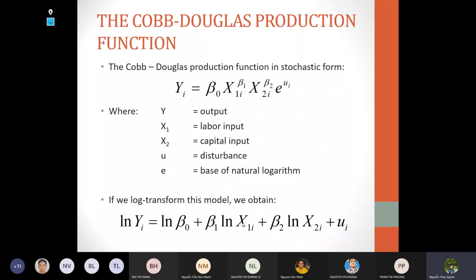Here's an example of the log model. And how we interpret the slope, the estimated slope of the model.